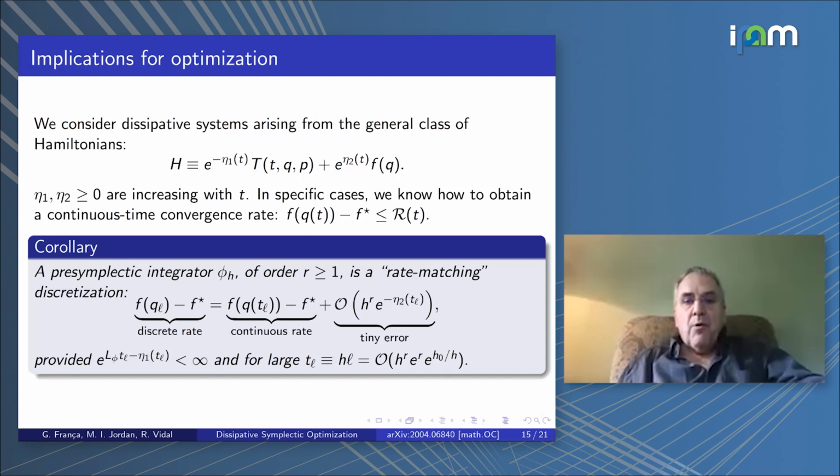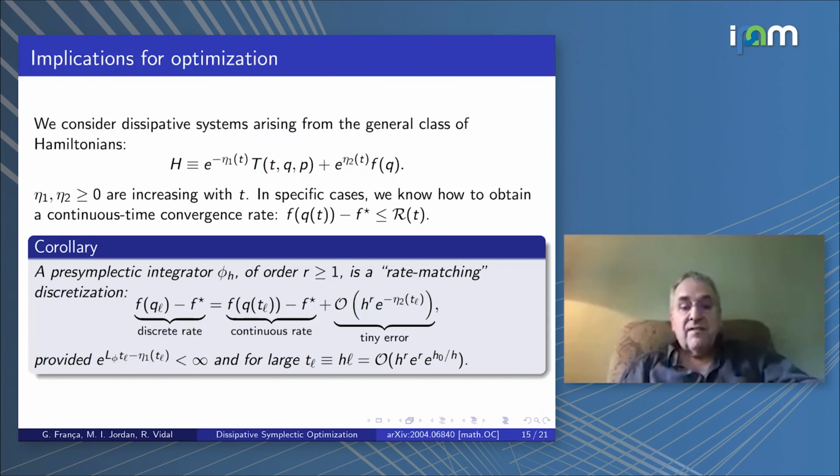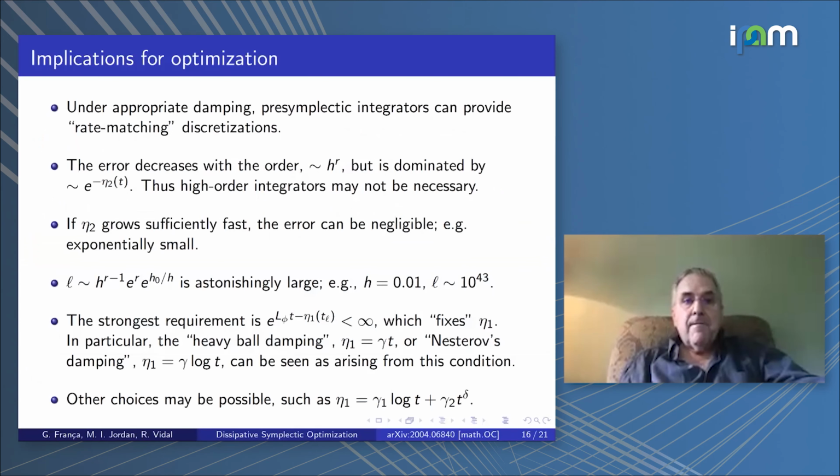In this case, we know how to do Lyapunov theory rate analysis in continuous time, like I was saying earlier. And so in this case, we're actually able to apply the presymplectic theory that I just showed you. So we're able to show that the discrete rate is the same as the continuous rate if we're using a presymplectic integrator, up to a small error. Okay, so that's exactly the kind of theory we wanted before. We've now been able to establish it for this class of Hamiltonians.